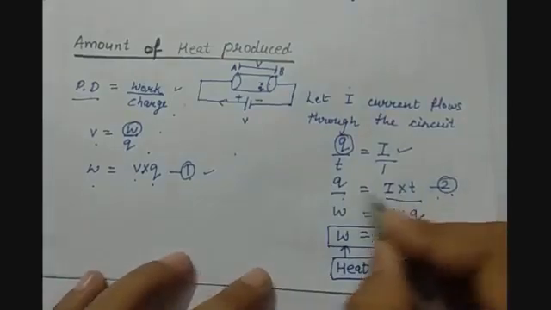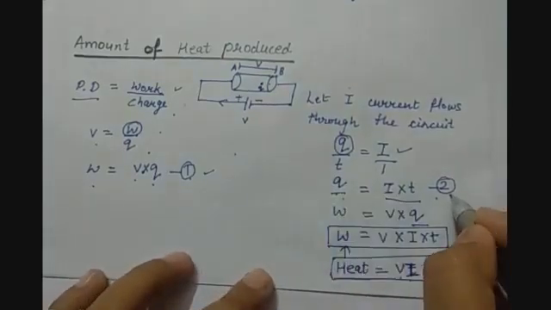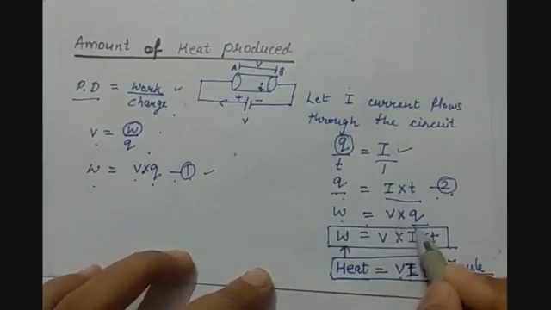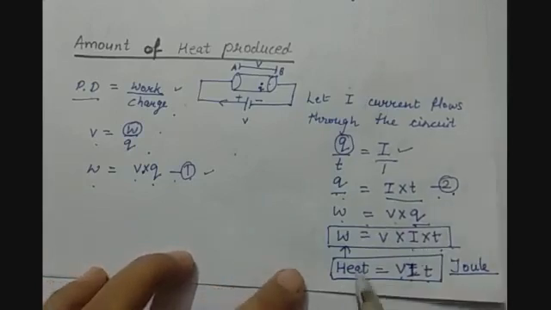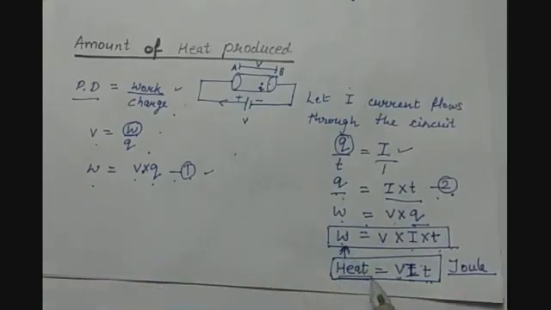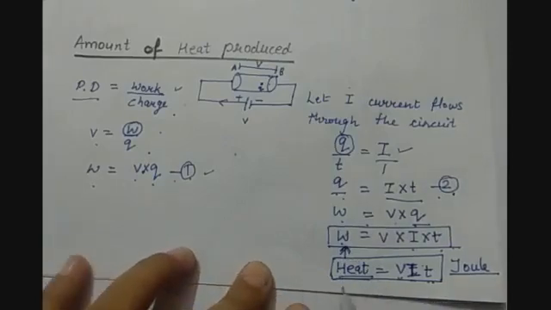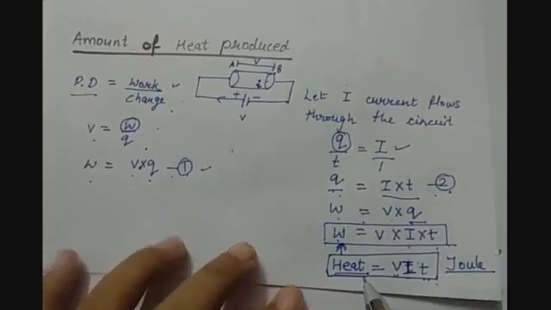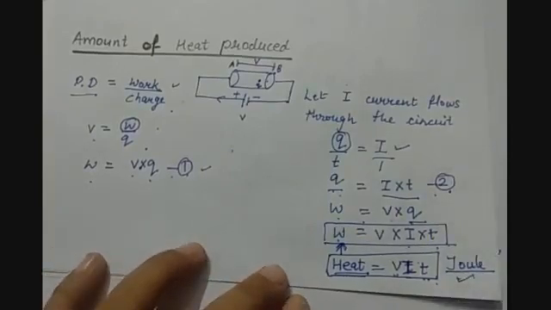Putting the value of Q from equation 2 into equation 1, we get W = V into Q. Putting the value of Q as I into T, we get the work done as VIT. Work done is the heat or energy which is developed during this conversion. So heat, energy or work done is equal to VIT. Heat and work both are measured in joules.